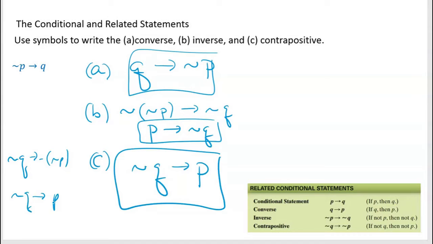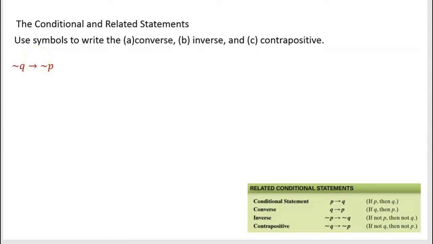What do you think? You could do this. You're just following these steps right here, cheat sheet at the bottom right hand, the definitions of these related conditional statements. Why don't you pause it and try it again? I'm asking the same thing. I'm asking for the converse, the inverse, and the contrapositive. So the converse is reverse. Reverse the two statements. So that's not P implies not Q. Okay. So that's the reverse it, converse.